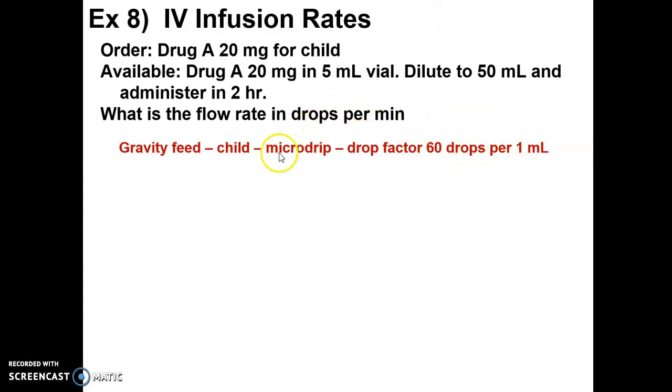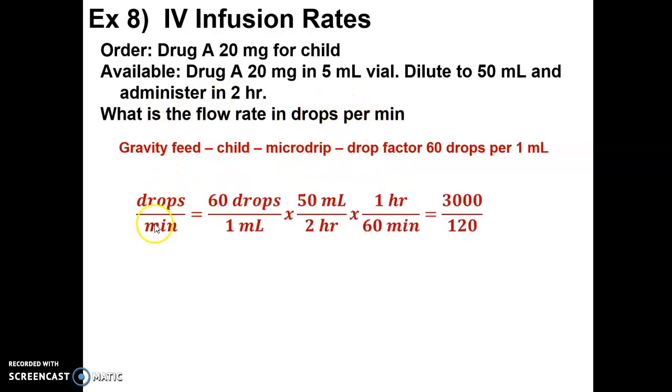Okay, the macro drip with an A, that one has a drop factor of 20, 15, or 10 drops per milliliter, but the micro drip only has a drop factor of 60, okay? And we use that with children. Sometimes you also see it used with the older people, the geriatrics as well. But anytime you're working a gravity feed for a child, you can use the micro drip as a drop factor of 60. Okay, so desired answer is drops per minute.